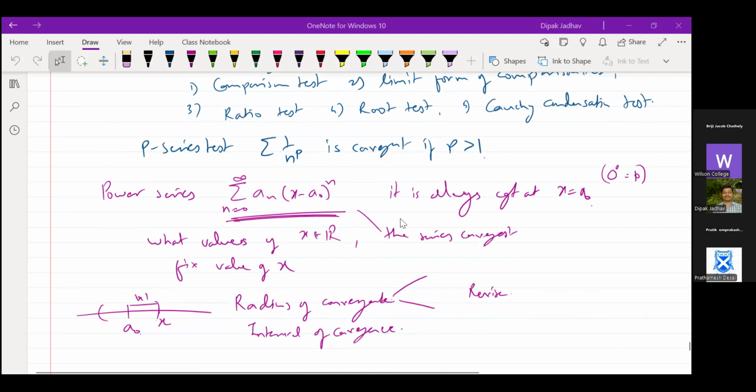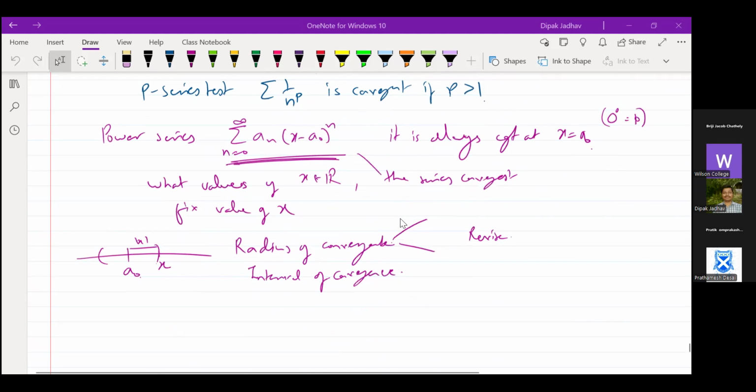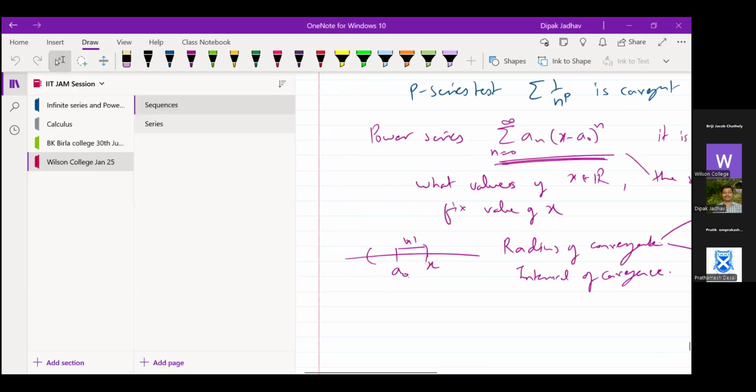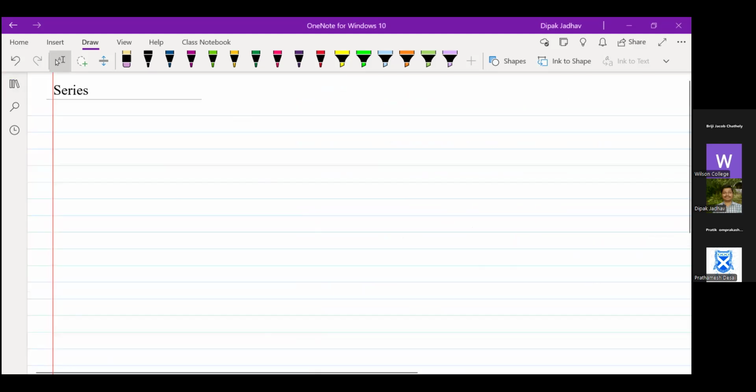Apart from this, we also have the P series test, which says summation 1 upon n raised to P is convergent if P is greater than 1. And then we have a little bit of knowledge about power series expansion or Taylor series expansion for a given function at a given point. And we know about radius of convergence and interval of convergence for a given power series. So with this in mind, we will try discussing the problems of infinite series. So here is the first problem.